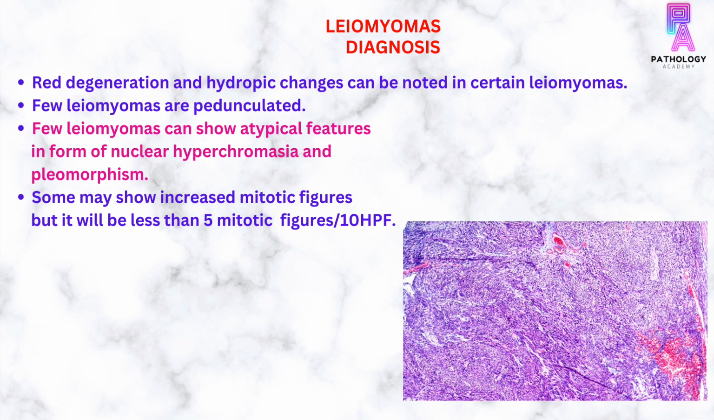Coming to some changes which can be noted in the leiomyomas: red degeneration or areas of hemorrhage and hydropic changes or areas of edema can sometimes be seen in a leiomyoma. Few leiomyomas may show atypical features in the form of nuclear hyperchromasia, and some may have increased mitotic figures, but generally in a leiomyoma the number of mitotic figures is less than 5 per 10 high power fields.